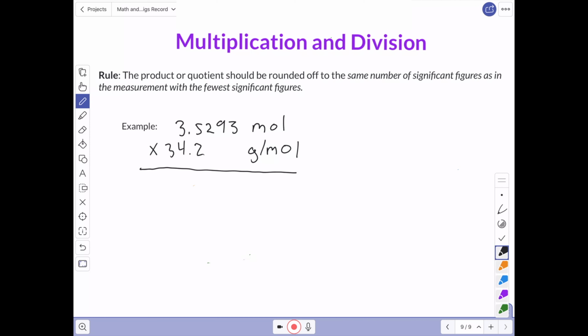So, all we have to do is carry out the math. You're welcome to use a 4-function calculator since we're allowed to use those, but you can do the math by hand if you like. Now, what we get when we do this multiplication is the following: 120.70206.